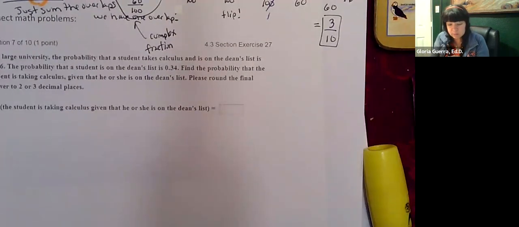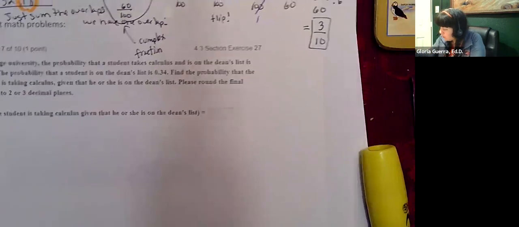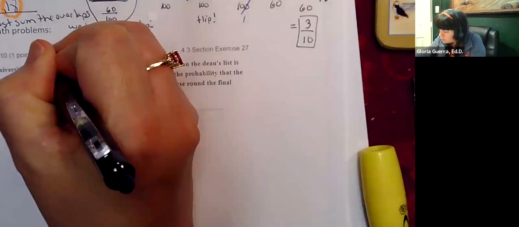Hello, class. I'm going to continue the lecture for statistics for section 4.3, covering the multiplication rules and the conditional probability. And so right now we're going over the last part of this section, the conditional probability. And I stopped on page 115 of your workbook.